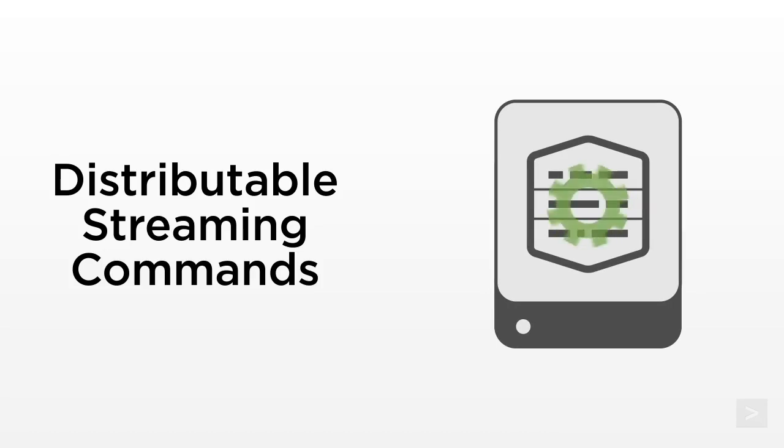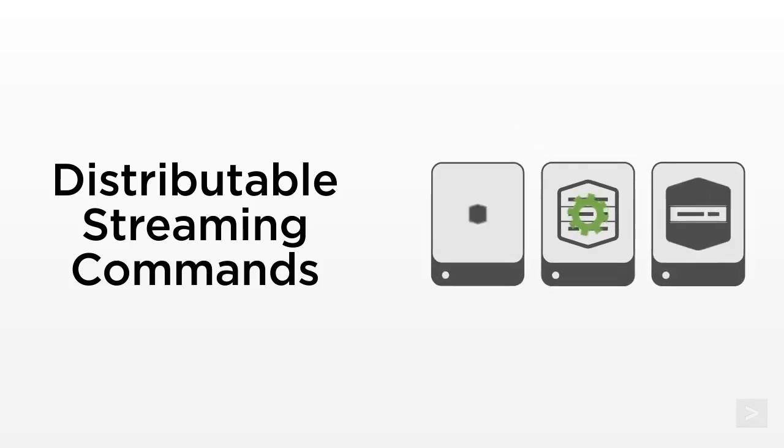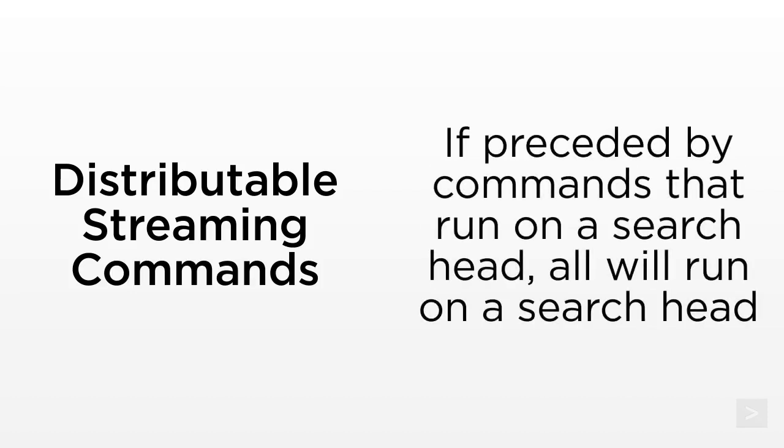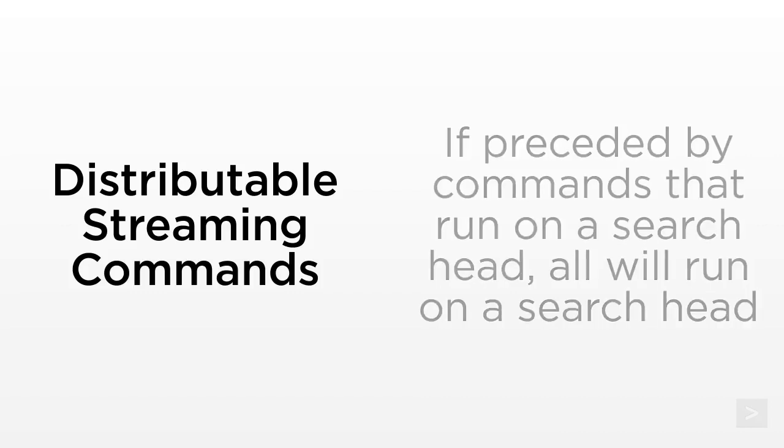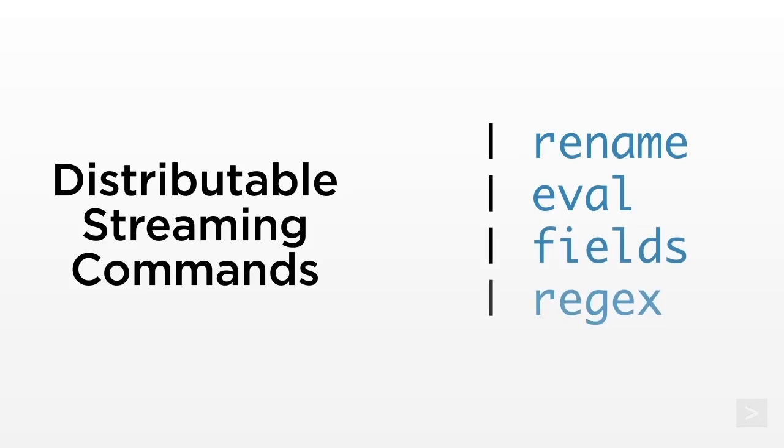Distributable streaming commands can execute without waiting for the entire result set of event data. The order of incoming events doesn't matter to them. For example, an eval command operates on each event individually, so it doesn't matter whether that event came first or last. Because of this, distributable streaming commands can be executed or distributed on multiple indexers. This improves their processing time. However, if it's preceded by any commands that run on the search head, a distributable streaming command must run there as well. Some examples of distributable streaming commands include rename, eval, fields, and regex.